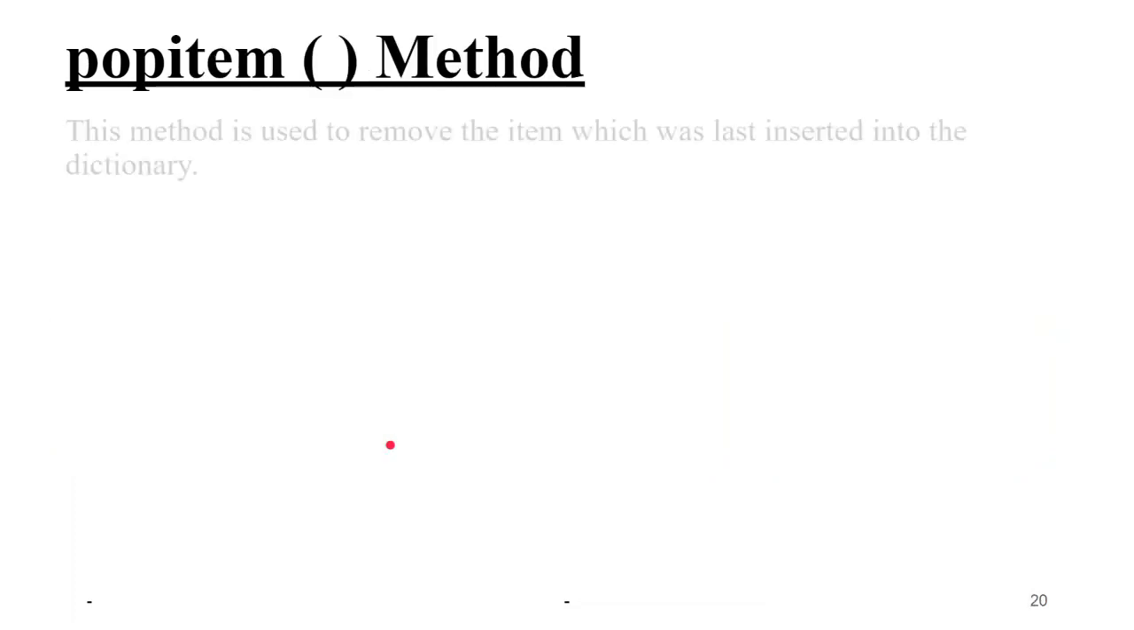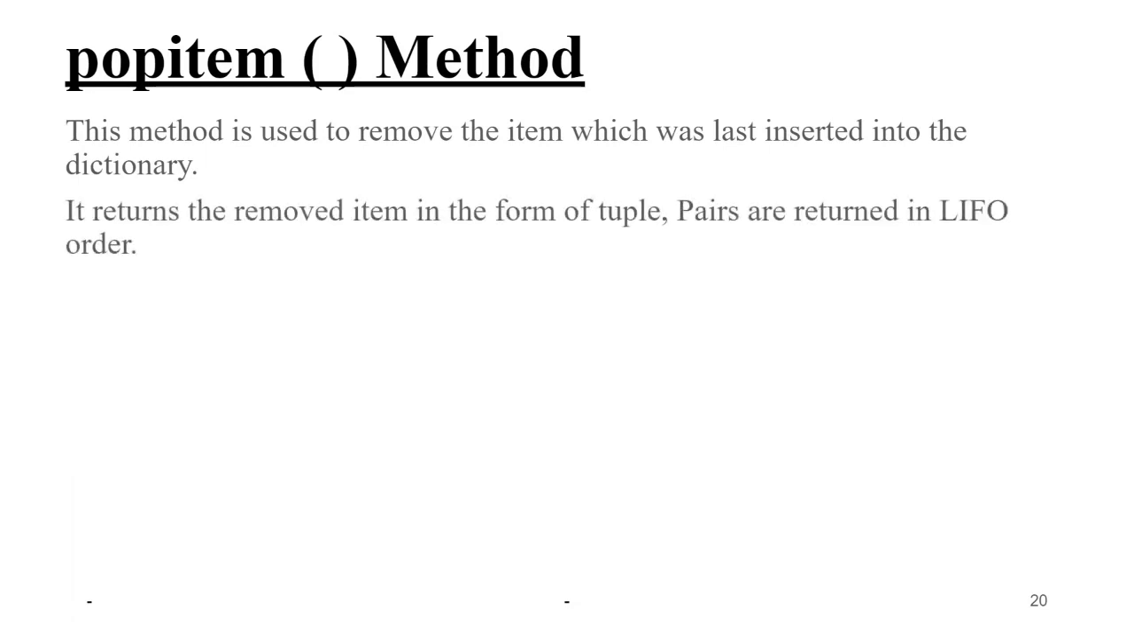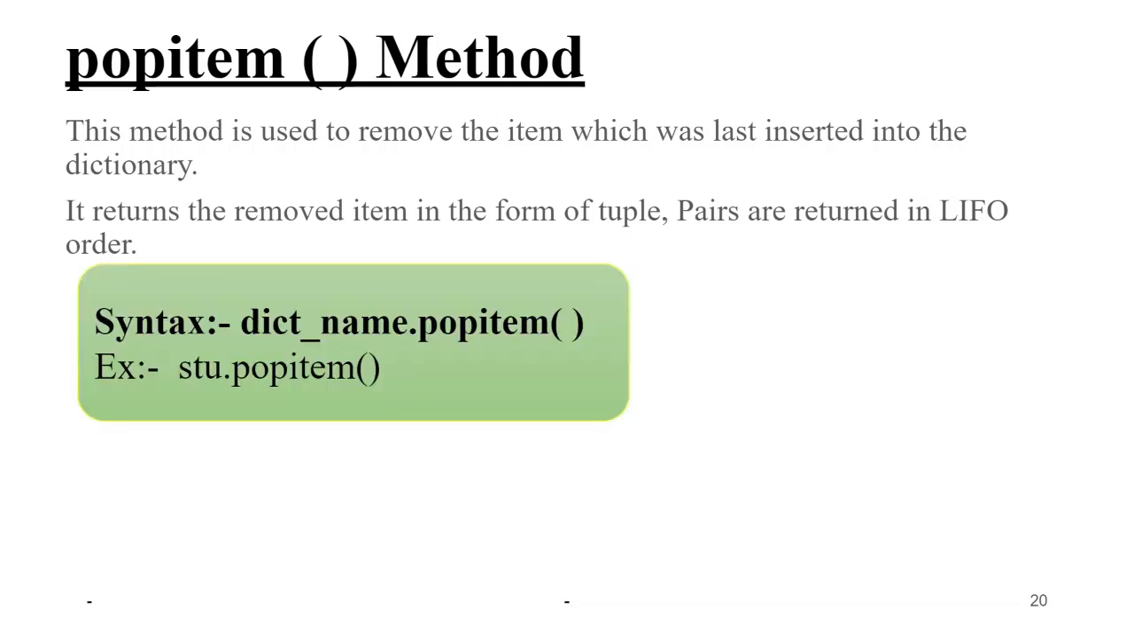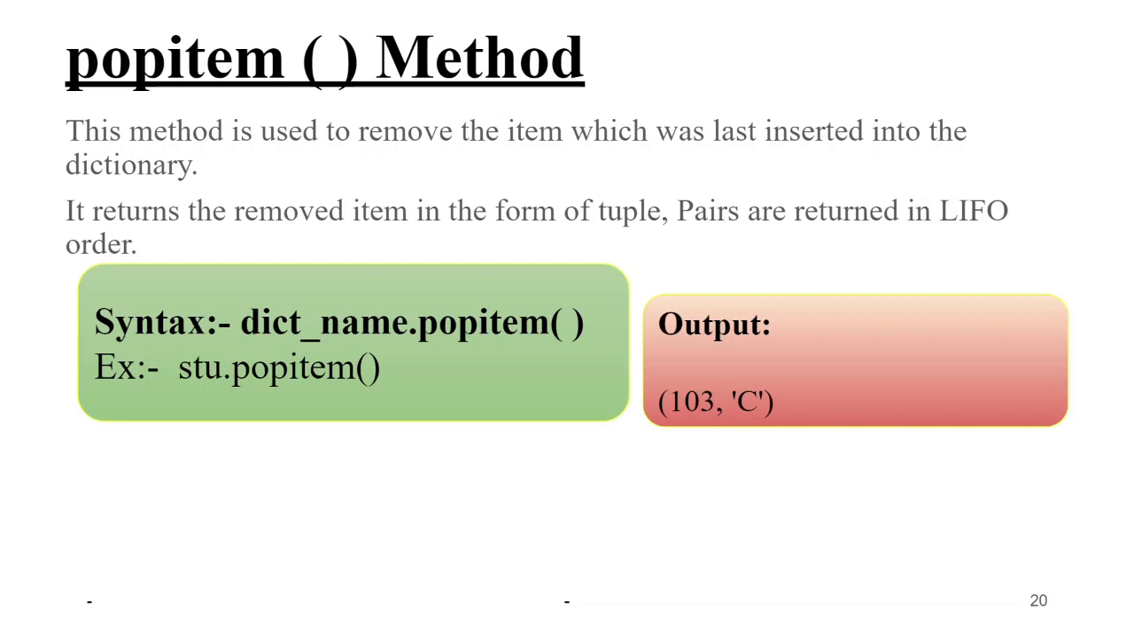Then we have a method called popitem, which is used to remove the item that was last inserted into the dictionary, and it returns the removed item in the form of a tuple, and pairs are returned in last in first out order. And here is the syntax of using the popitem method, and it returns the output in the form of a tuple.